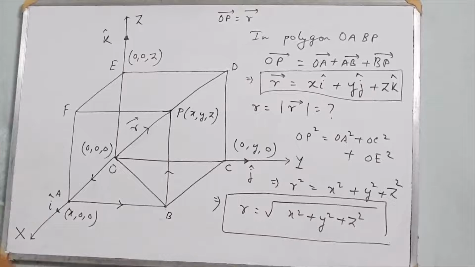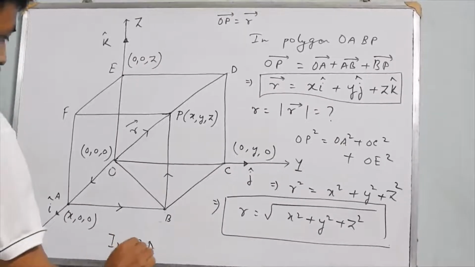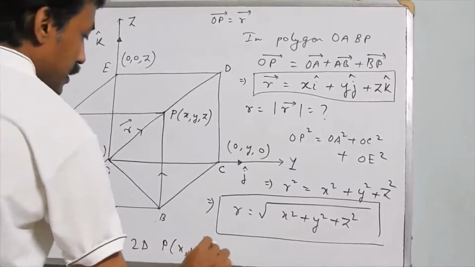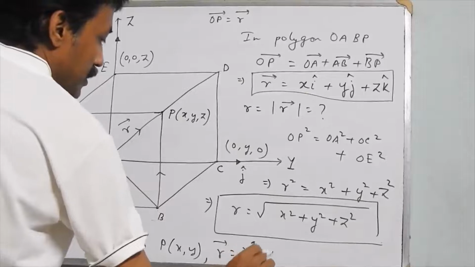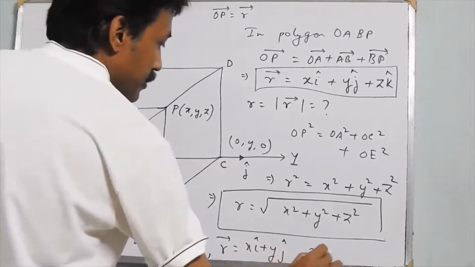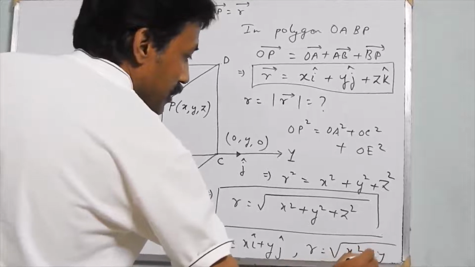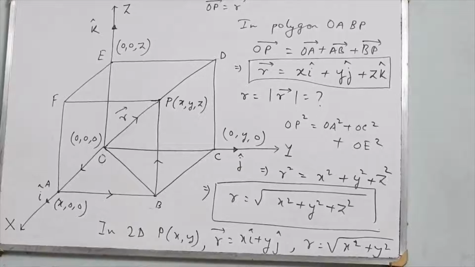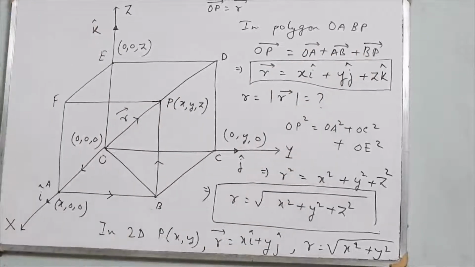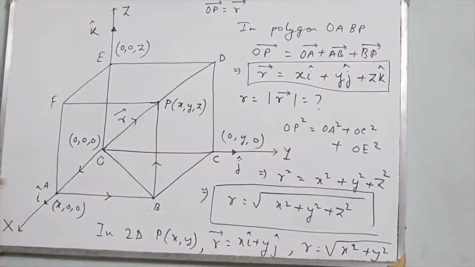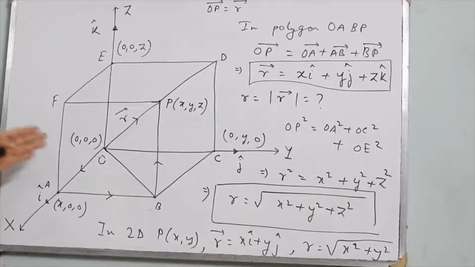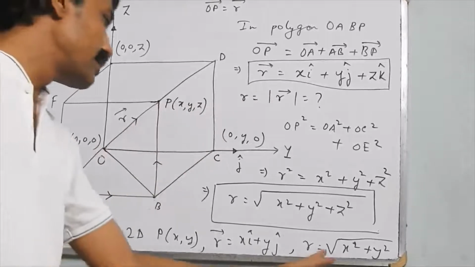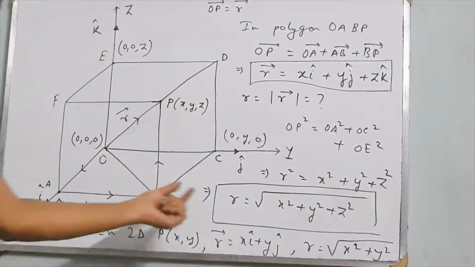Similarly, in two dimensions, for any point P(x, y), its position vector is x i hat plus y j hat, and its magnitude is the square root of x square plus y square. So we just omit z in two dimensions. Z is taken to be 0 because there is no z-axis. With respect to the plane of the board, if this is the x-axis and this is the y-axis, you can find any point having coordinates x and y, and its magnitude will be the square root of x square plus y square. So three dimensions is just the generalization of this.